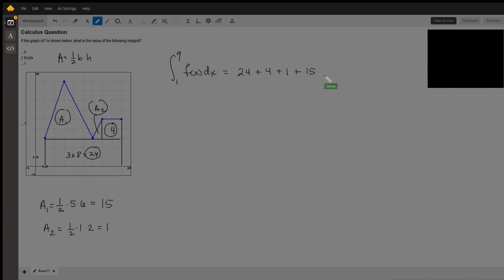And that is the value of the antiderivative, or the integral from 1 to 9 of f of x dx. Simply the area under the curve.